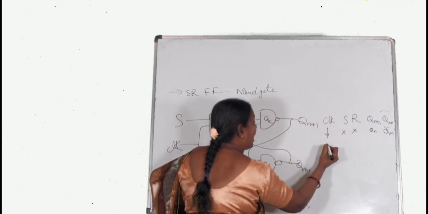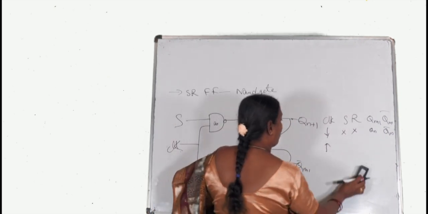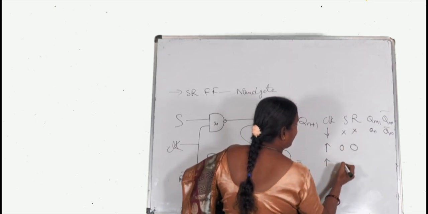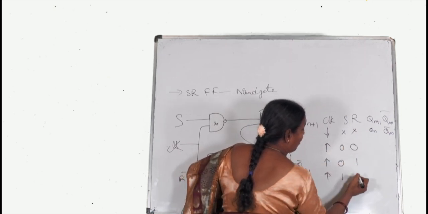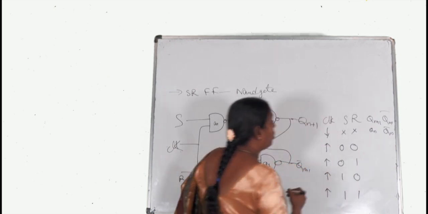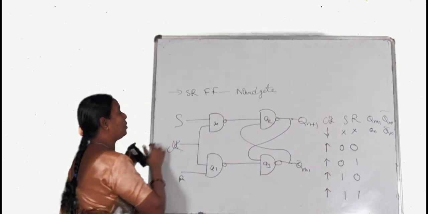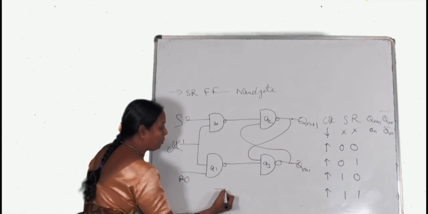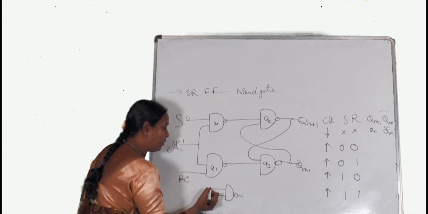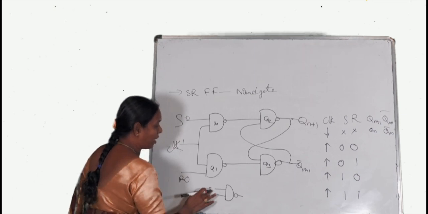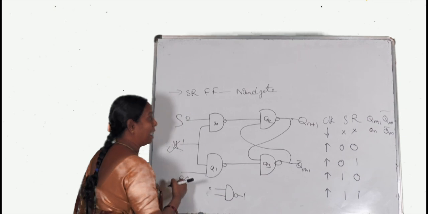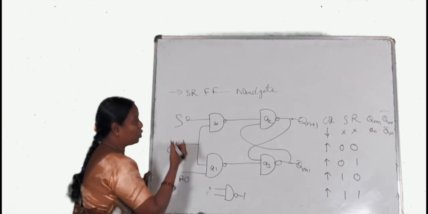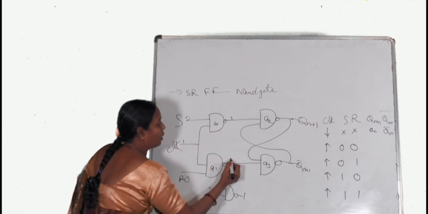When clock is high, there are 4 combinations. Those 4 combinations are 0, 0; 0, 1; 1, 0; and 1, 1, when clock is high. So when the inputs are 0, 0 and clock is high, that means 1. We know the truth table for the NAND gate: when any one of the inputs is low, the output is high. According to this concept, here it is 0 and here is also 0, so we are going to get outputs of 1, 1.